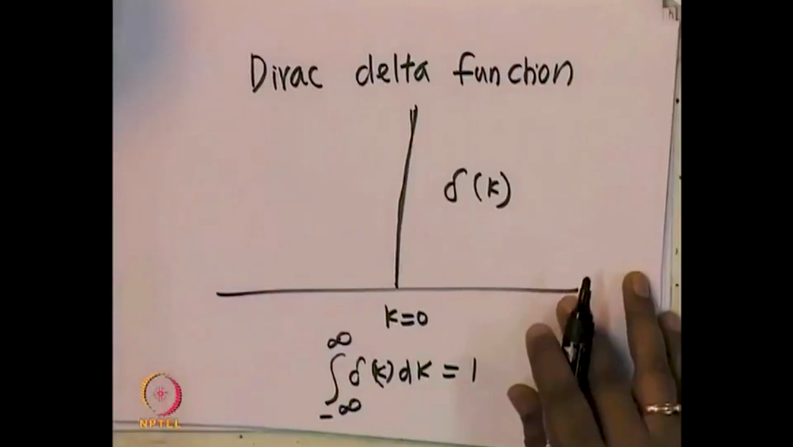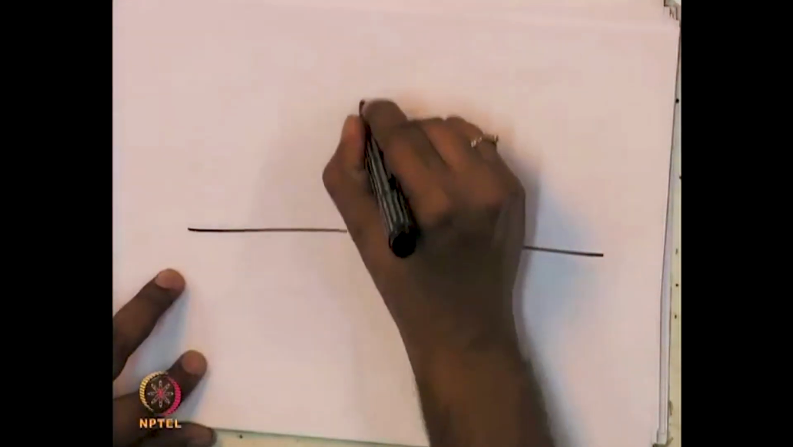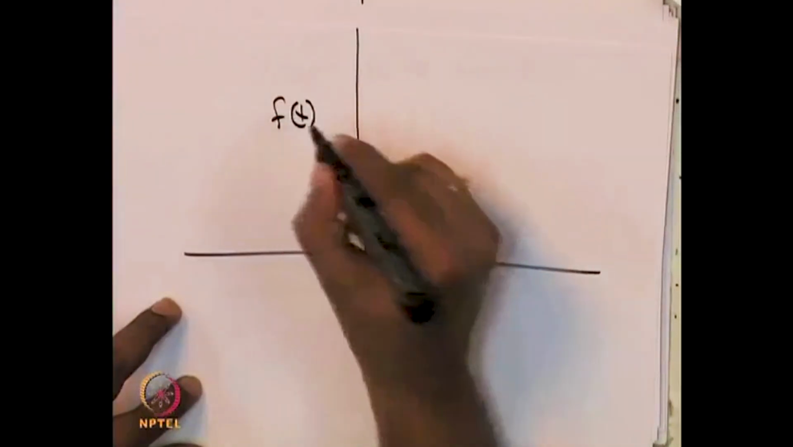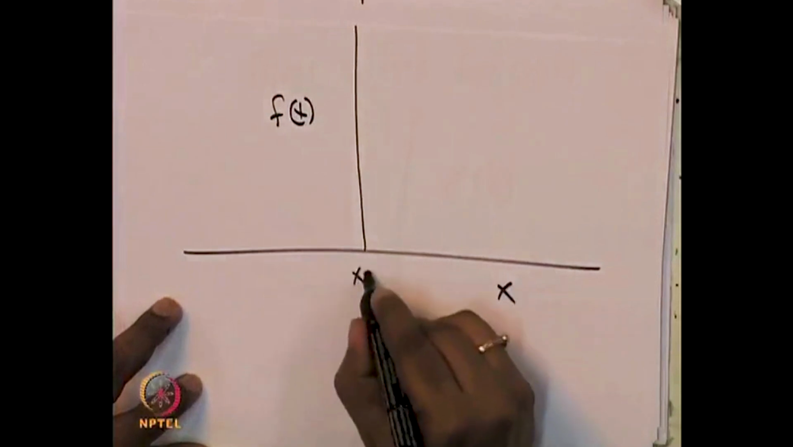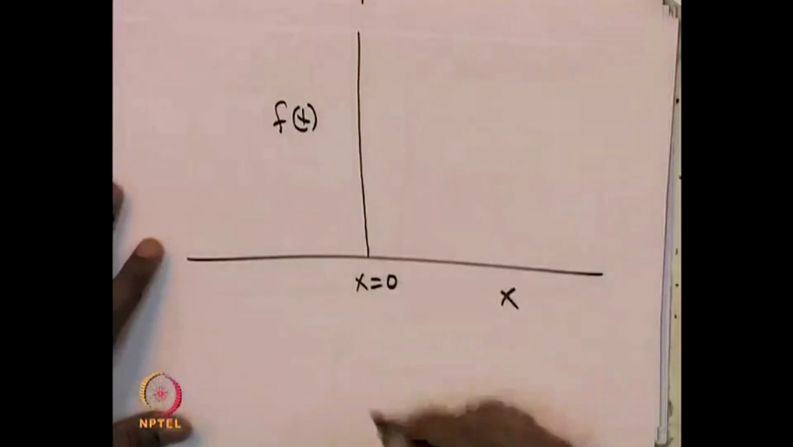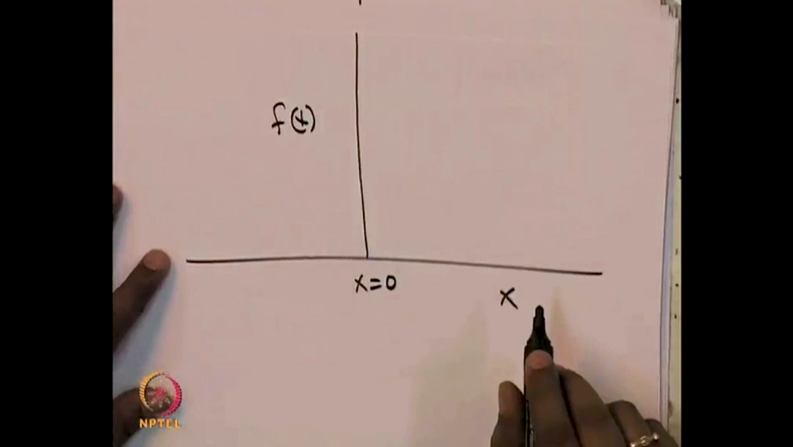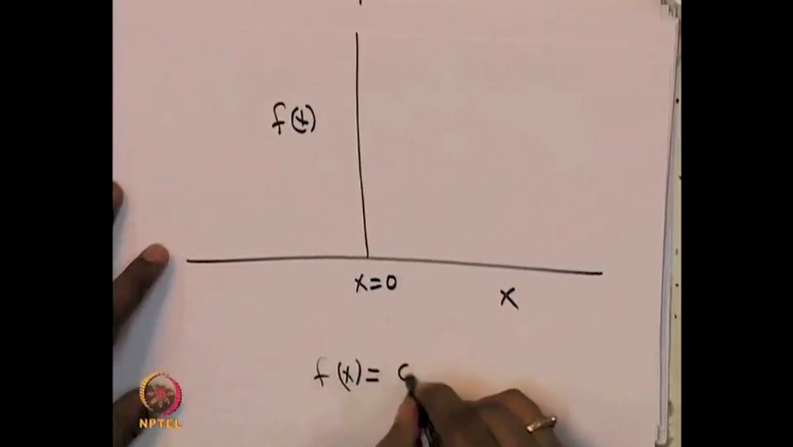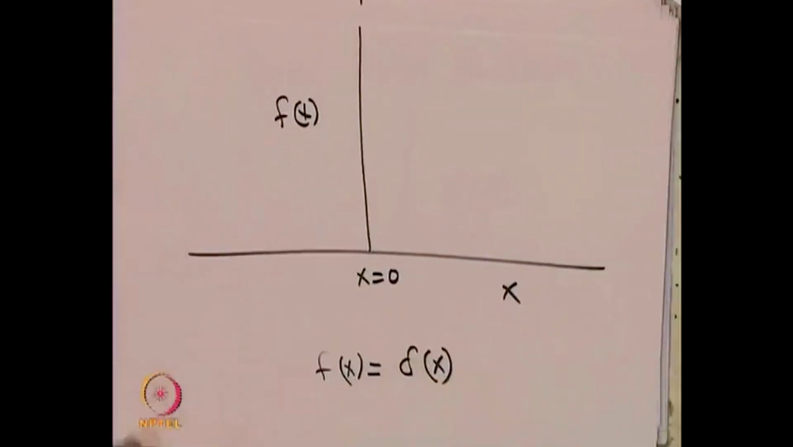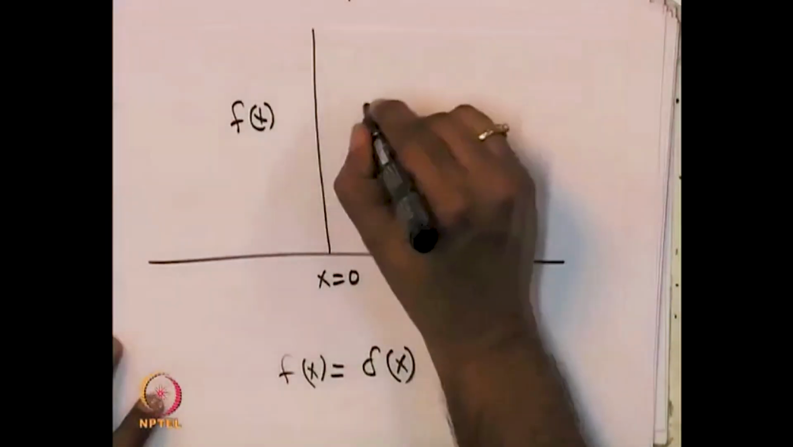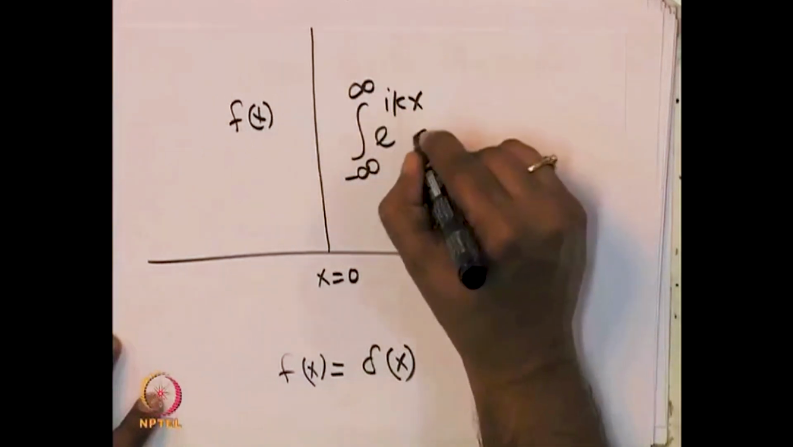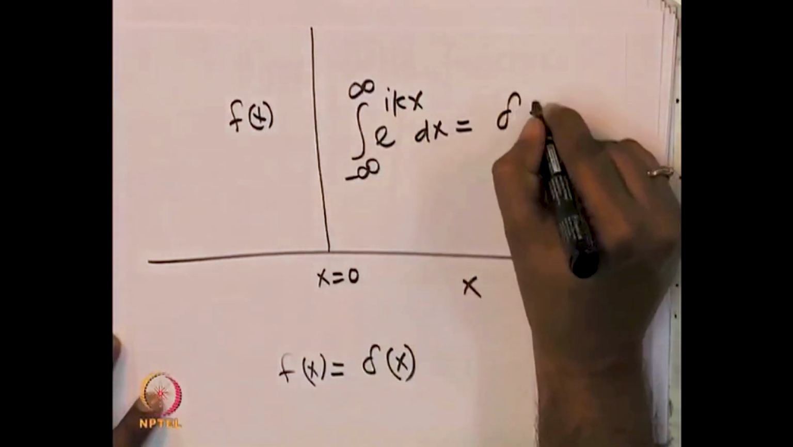So, essentially any function which has a value at just one point and everywhere else is 0. This is f of x and this is x, only at x equals 0 it has a value, everywhere else it is 0, then this function f of x can be called a Dirac delta function, which is delta of x. So, what we are saying is that the integral from minus infinity to infinity of e power i k x dx is essentially delta of k.